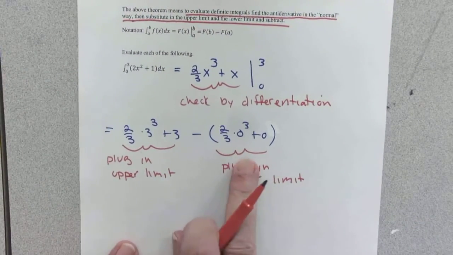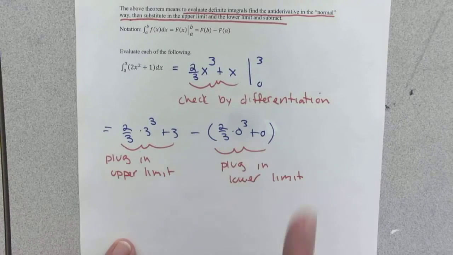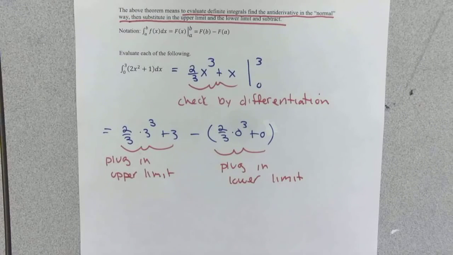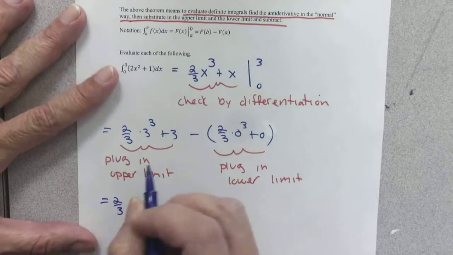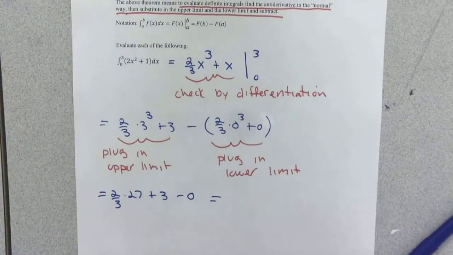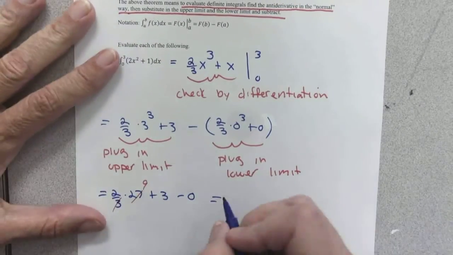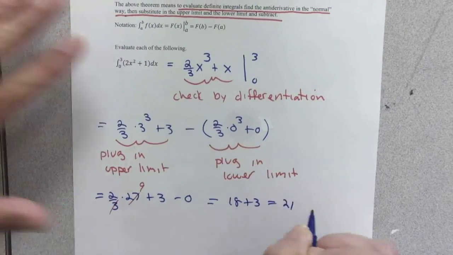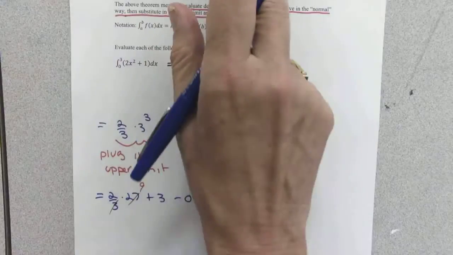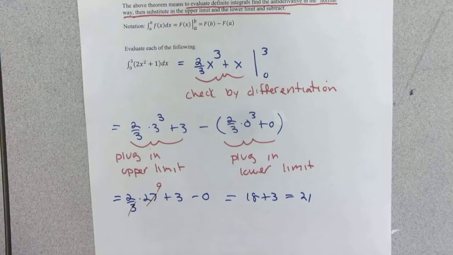Careful use of parentheses. It wouldn't matter here because this number is 0, but if it was some other number besides 0 and you didn't put the parentheses there, it would matter. We need them. But now I just do the evaluation. So that's 2/3 times 27 plus 3 minus 0. The 3 and the 27 cancel, leaving 9. And so that's 18 plus 3, 21, which is the exact answer that we got before when we did it the other day with a Riemann sum. We got 21, and we're getting 21 today.